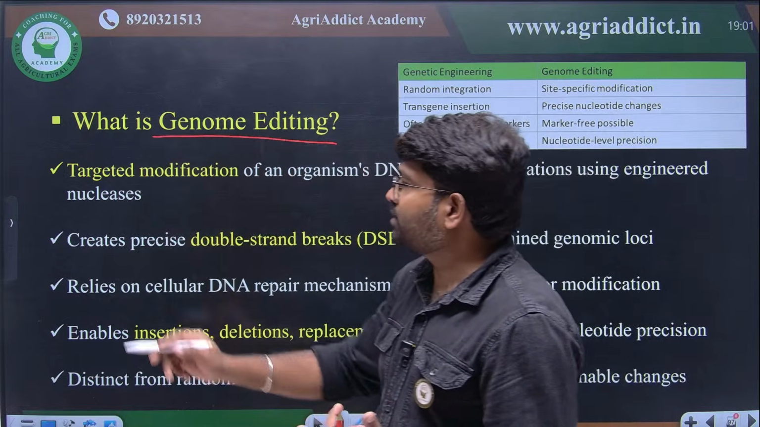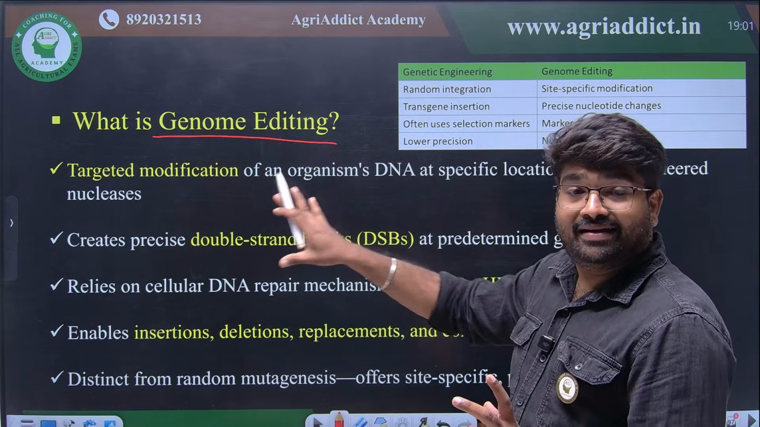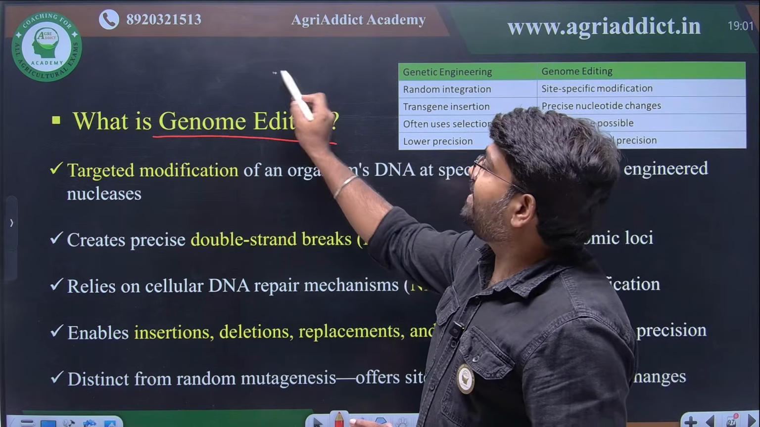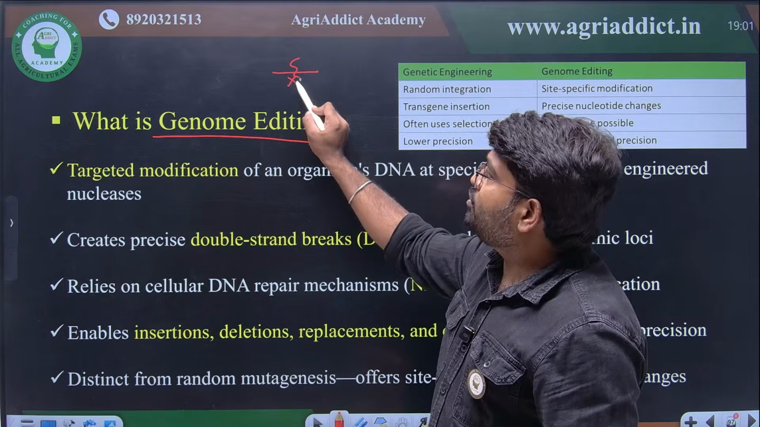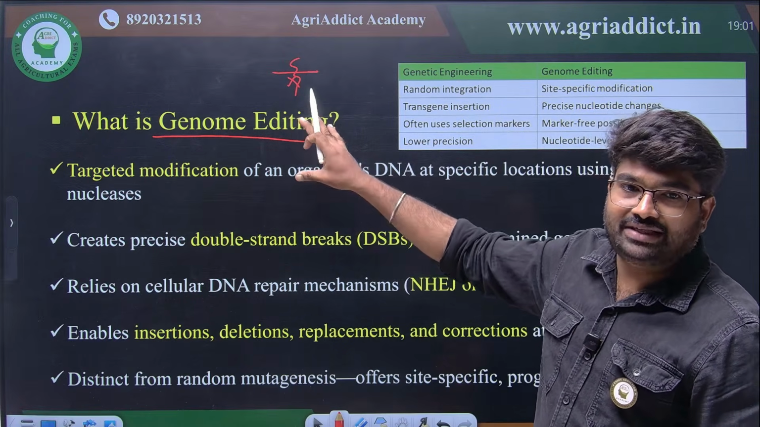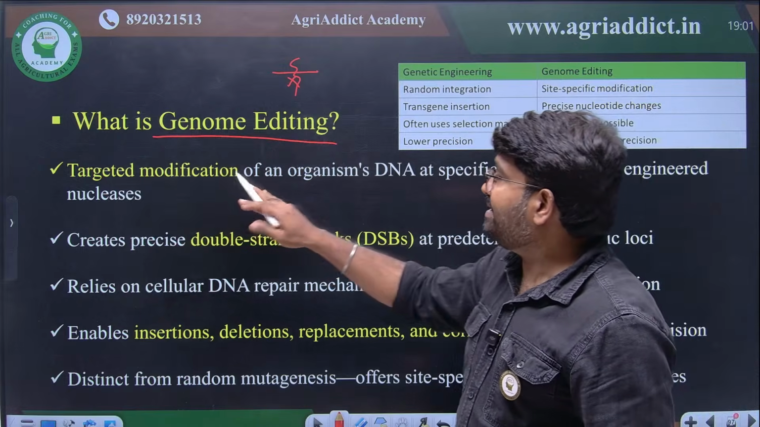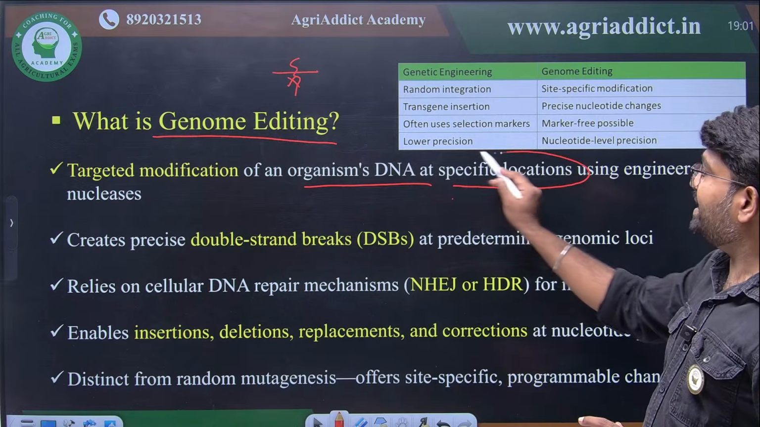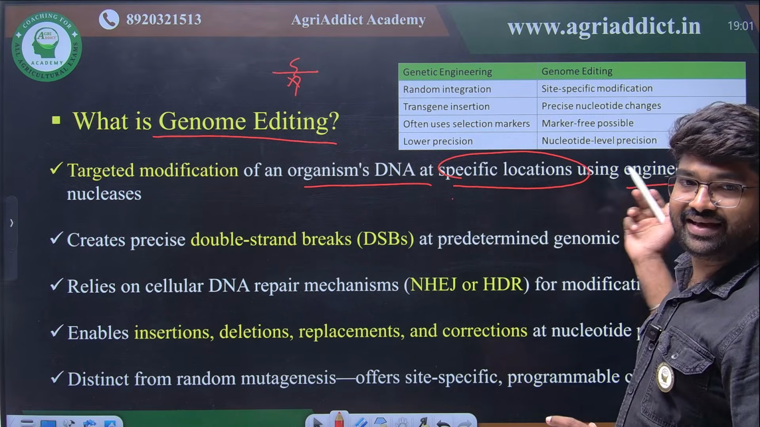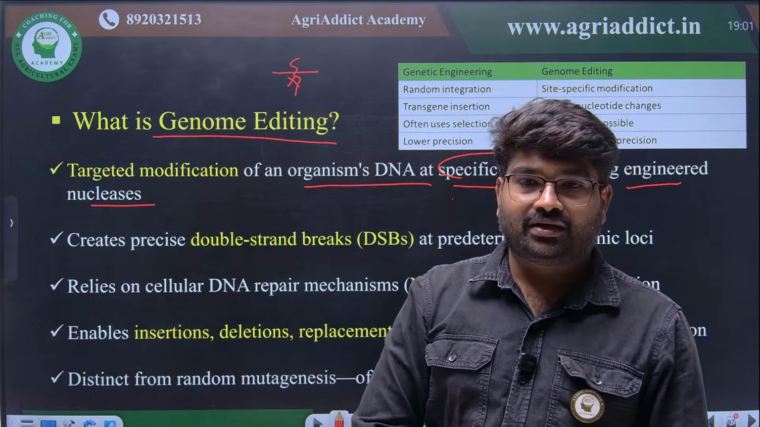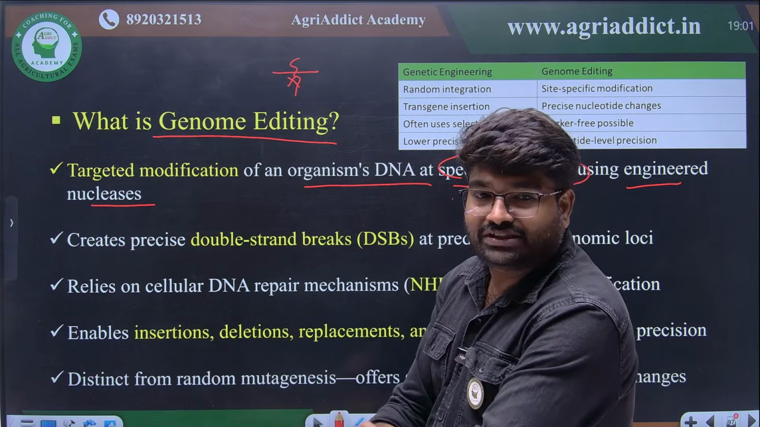Genome editing means targeted modification. For example, if a gene X is there and I want to delete this gene, I will target the specific gene. So genome editing means targeted modification of an organism's DNA at a specific location using engineered nucleases.